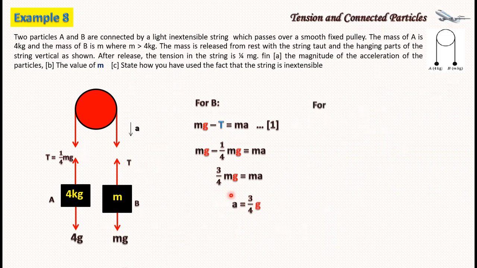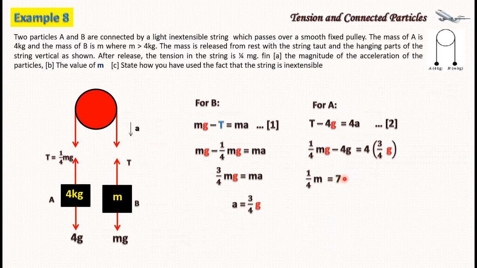Now let's find the value of M. To find the value of M, let's consider the particle A. For A, the tension, because it's going to move upwards, minus 4g should be equal to its mass times its acceleration. The acceleration of the system is already equal to 3/4 g. So we have 1/4 Mg, which is the tension, minus 4g should be equal to 4 times 3/4 g. This will give us 1/4 M equal to 7, and M will be equal to 28 kg. So the mass is 28 kg.